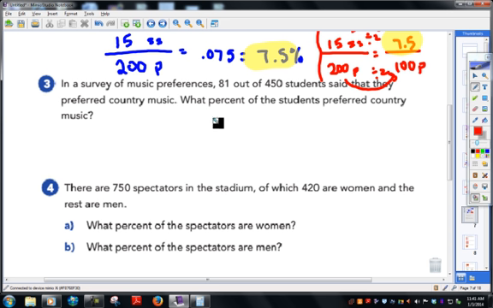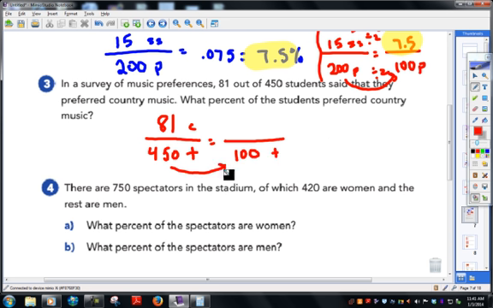In a survey of music performances, 81 out of 450 students said they preferred country music. What percent of the students preferred country music? So we got 81 that liked country out of 450 total. Remember, part to whole. Whole always has to go on the bottom. Now here, again, there's a couple different ways you could do it. You could just go ahead and do this. 100 total. Now, you might be saying, well, wait a minute. I don't know what I'm dividing by to go from 450 to get to 100. Well, I don't either. Okay? But remember, you can always just cross multiply and divide.